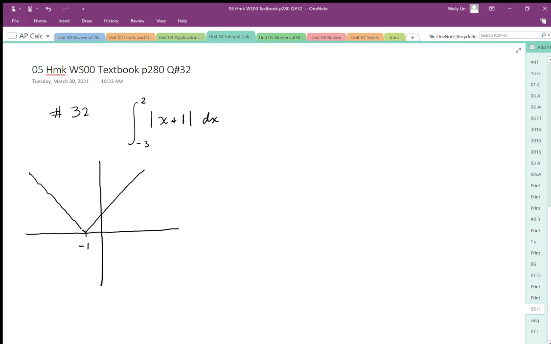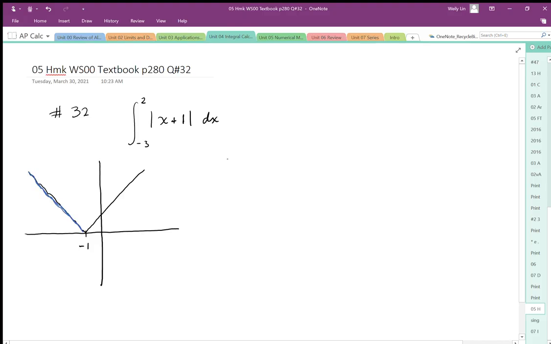Question number 32 from page 280 from the textbook is an absolute value function integral. Now to do the integral in absolute value, we have to split it up into its piecewise function. So we have the positive version here. So this would represent the negative.